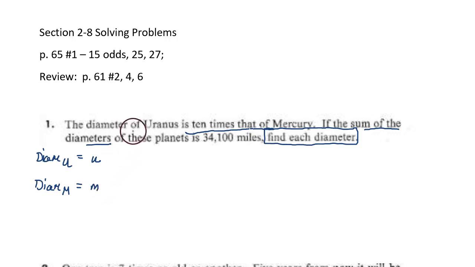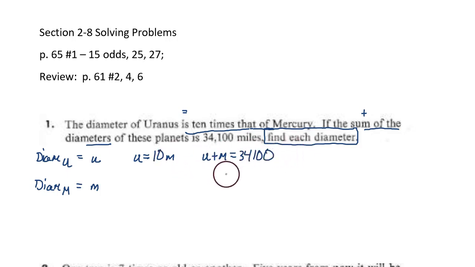The first sentence says the diameter of Uranus is 10 times that of Mercury. The word is in algebra is often an equal symbol. I can translate that sentence into algebra symbols: the diameter of Uranus is 10 times the diameter of Mercury. The second sentence can also be translated into algebra symbols because the word sum implies adding things. The diameter of Uranus plus the diameter of Mercury is 34,100 miles.